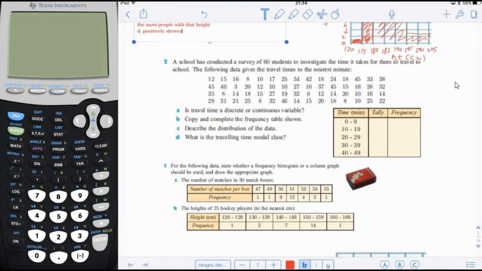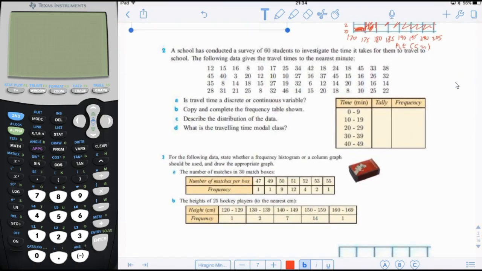A school has conducted a survey of 60 students to investigate the time it takes for them to travel to school. The following data gives the travel time to the nearest minute. Is travel time a discrete or continuous variable? Well, this one's kind of tricky because time is usually a continuous variable, except in this case, all the numbers are whole numbers. So they've rounded everything. So in this case, time is a discrete value, but usually when you measure time in an experiment, it's a continuous variable. Okay, copy and complete the frequency table shown.